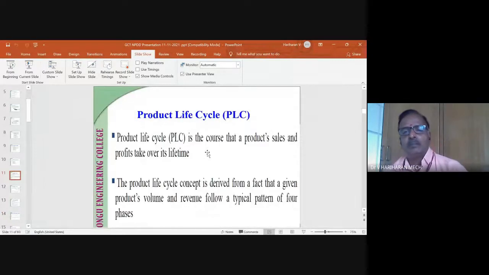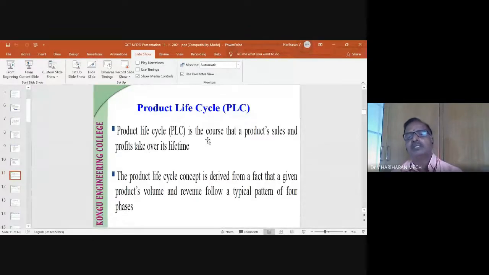Then what is the product life cycle? Here the product life cycle is one of the very important topics. Product life cycle is the course that your product sales and profit take over its lifetime. This is one definition. Another definition: the span between the birth of the new product and the death of the new product is called the product life cycle.